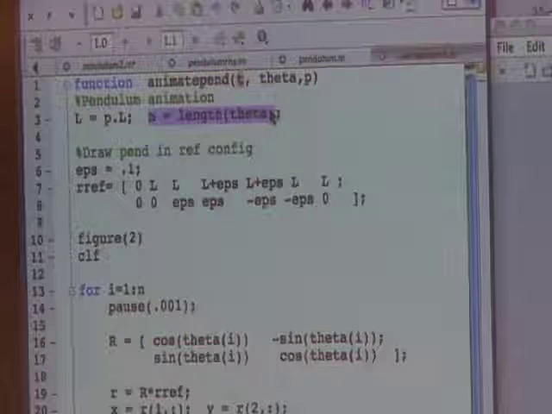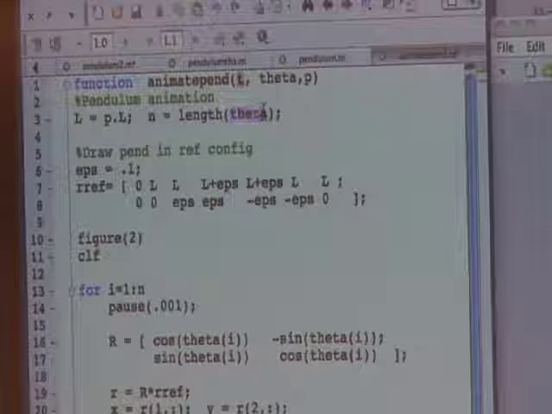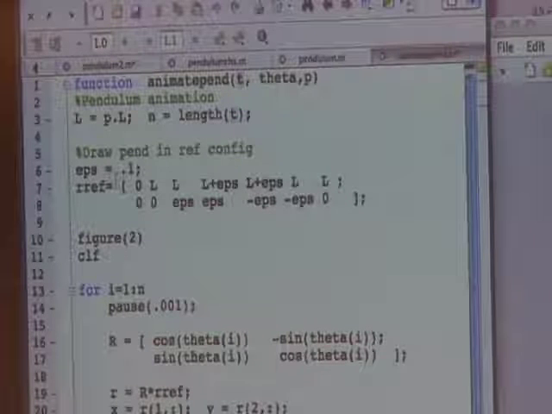I have a list of angles and a list of times. I could have put the length of t, or the length of theta. It doesn't matter here because both of those have the same length. So I could put t here instead. Now I'm going to draw my pendulum.